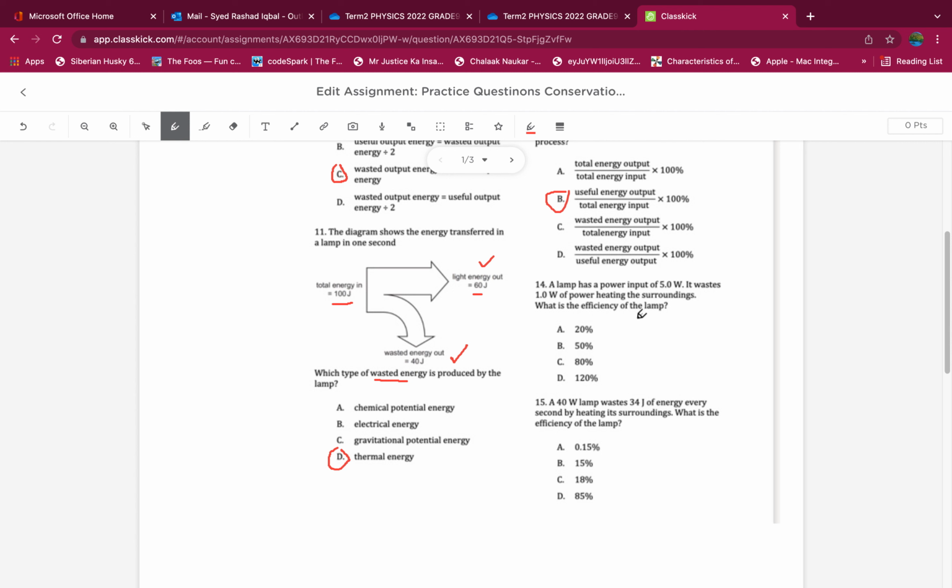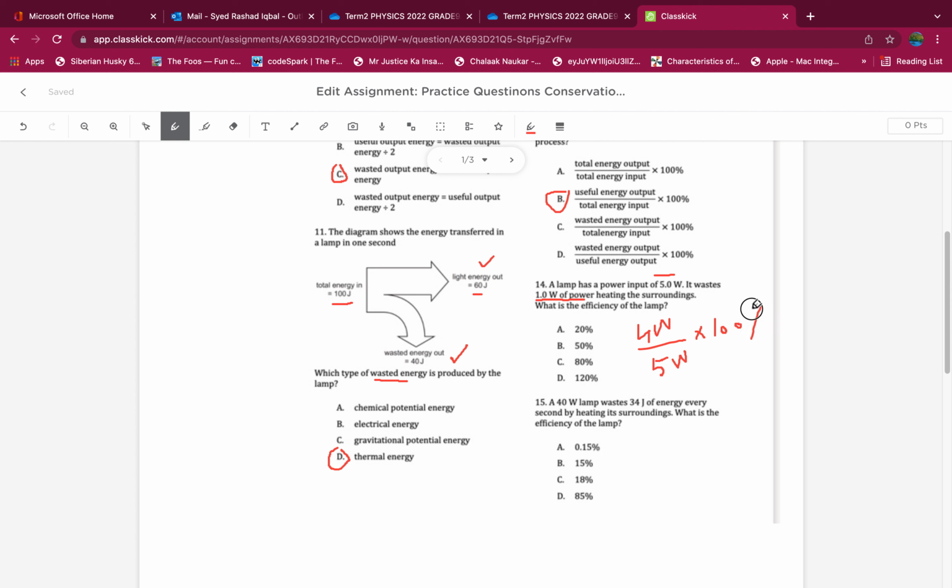Efficiency is equal to useful output. Look now, 1 watt of power is wasted. So what is the useful? 4 watt. And what is the total input? Because 1 watt is wasted, total you gave it 5. 1 is wasted. So what is left? 5 minus 1, 4 watt is the useful, over total input. Okay, multiply by 100%. In this way, you will be able to find its efficiency.